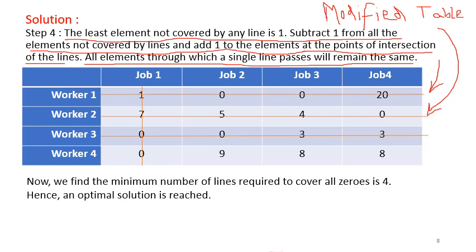Now we have seen that an optimal solution is reached. But now we have to assign each worker a particular job. Each job has to be assigned to each worker. So how do you do the assignment? Let us see.